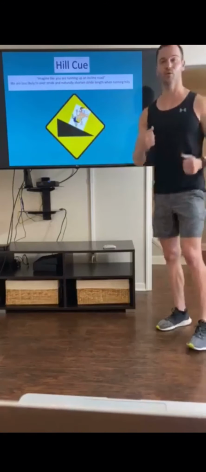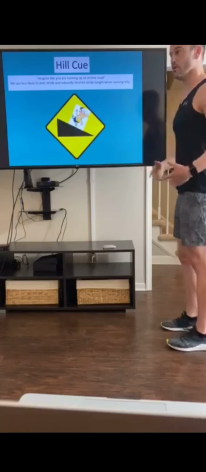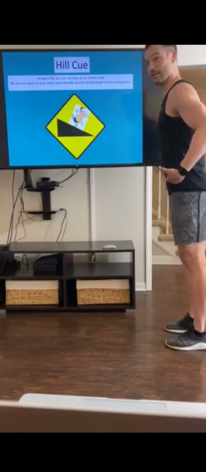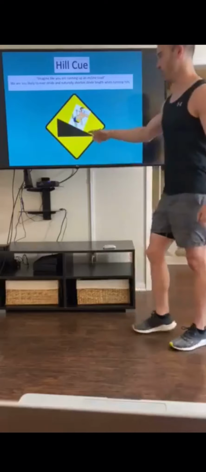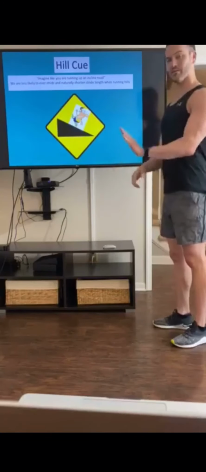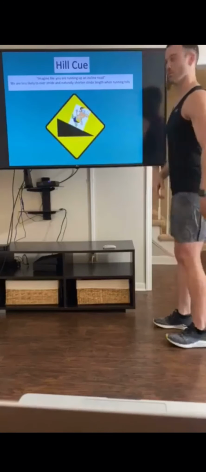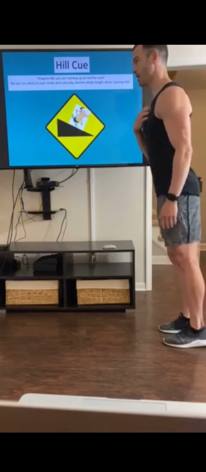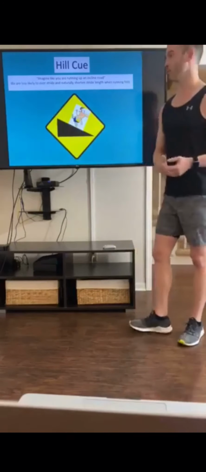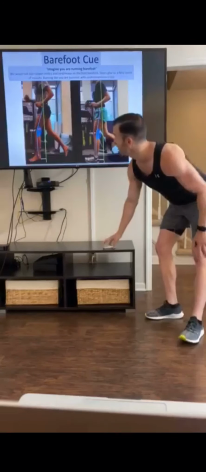Hill. So imagine like you're running up a hill. If you'll notice, we tend to, uphill, not like this, but we tend to land underneath us more. We don't tend to overstride as much because the ground's angled up. We tend to land underneath us more. So if you're running on flat, imagine like you're running uphill. Sometimes that cue works for people, for them to not overstride.